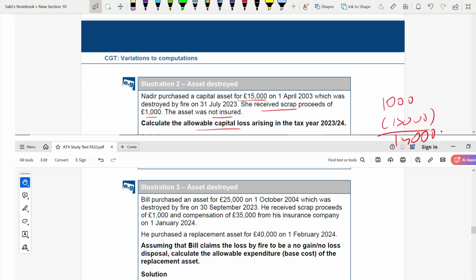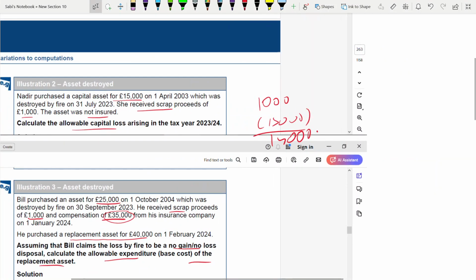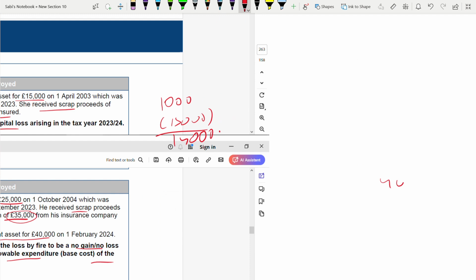Now, let us go to Illustration 3. Assuming the bill claims the loss by fire to be no gain, no loss, calculate the allowable expenditure of the replacement asset. An asset purchased for 25,000 is destroyed by fire, scrap value is 1,000, compensation is 35,000. Out of it, he purchased a replacement asset for 40,000. That means the entire amount of insurance you have used. It's not partial, it's a full reinvestment. So the cost of the replacement asset is 40,000. From this 40,000, you can deduct the gain.